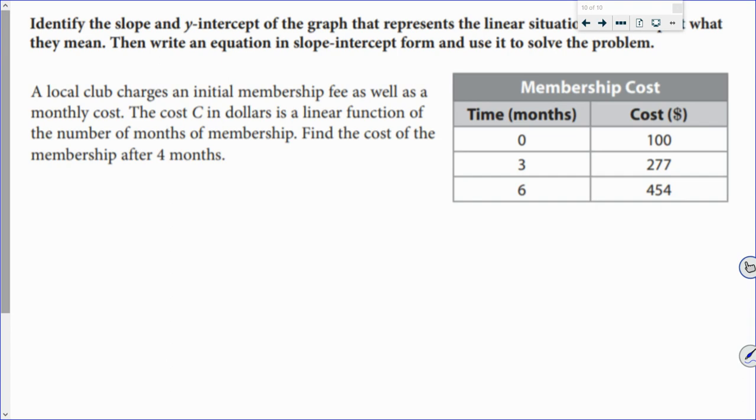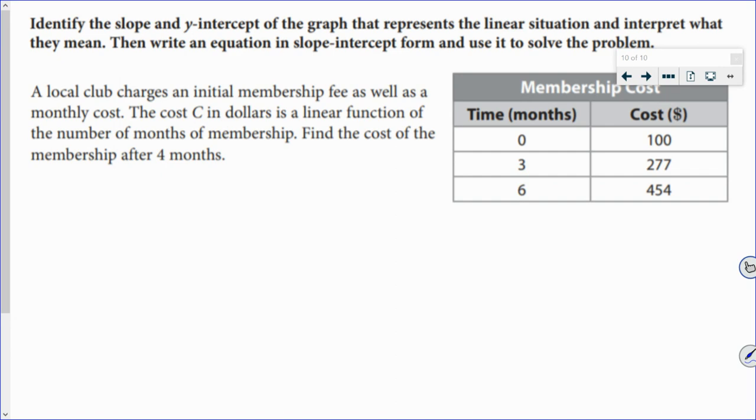Now, we look at these in tables, we look at them in graphs, and sometimes we look at them in words. And so this is kind of a table in words. It says we're going to identify the slope and the y-intercept to represent this linear situation and interpret what they really mean. Okay? And then we're going to write an equation. Okay, so looking at that, do I have a y-intercept? Can you tell me? Well, let's just read the problem first. I do have one. We'll come right back to it.